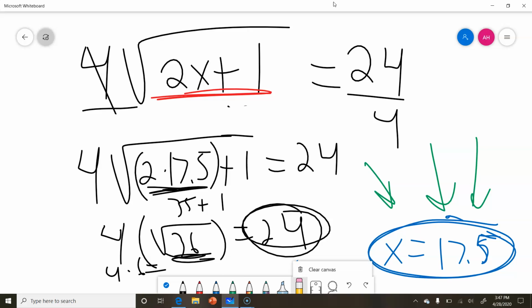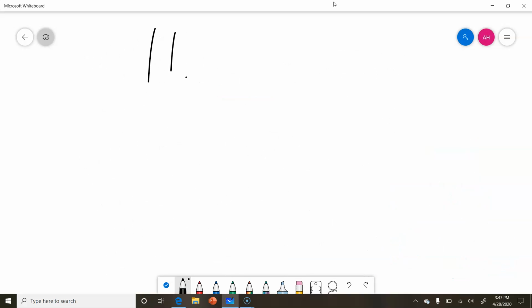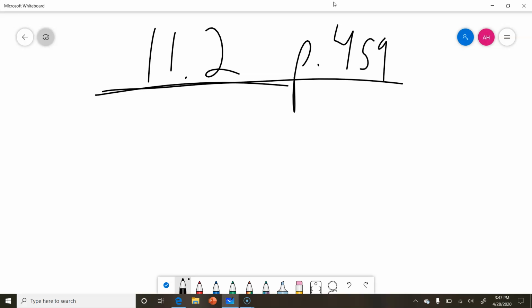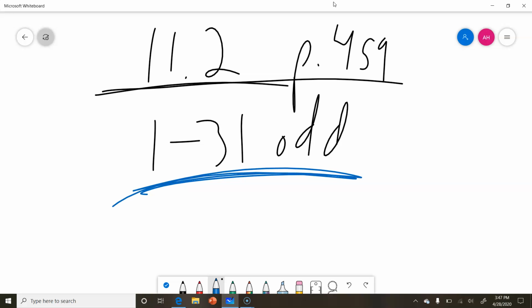Okay, so here's our homework for today. This is on 11.2. This is page 459. You're doing 1 through 31 odd. Okay, 1 through 31 odd.